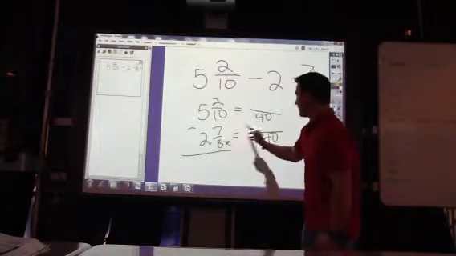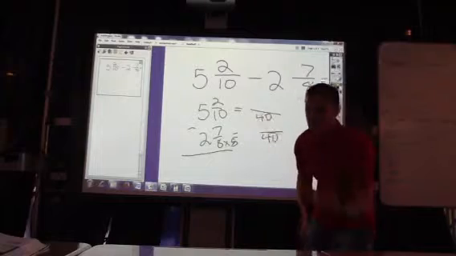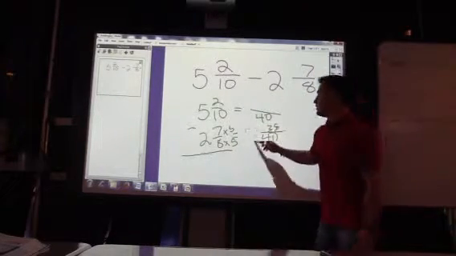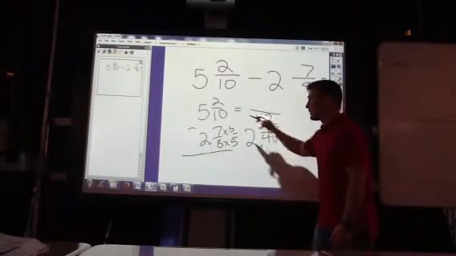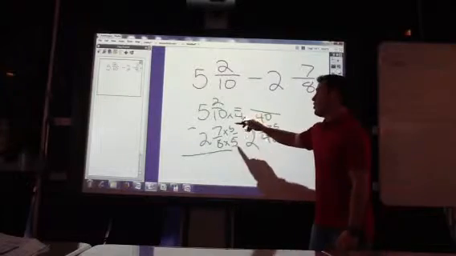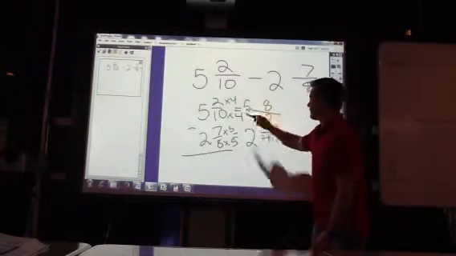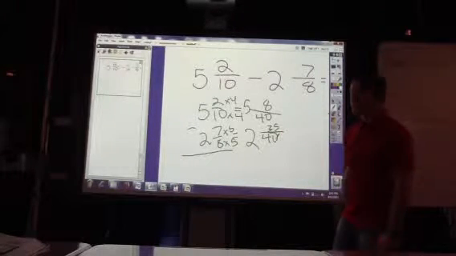So 8 times what gives me 40? That'd be 5. Whatever you do on the bottom, you do on the top. So 7 times 5 is 35. Good. Now 10 times what will give me 40? Yes, 4. Whatever you do on the bottom, you do on the top. So you get 8 times 5. Now, can we subtract? Denominators are the same. Now let's look and see.